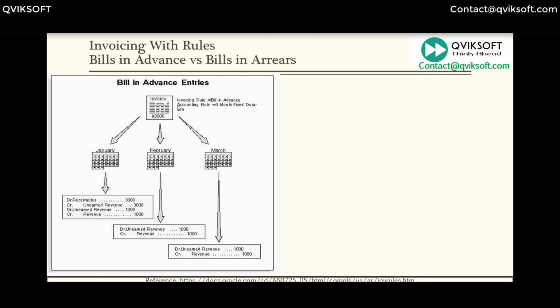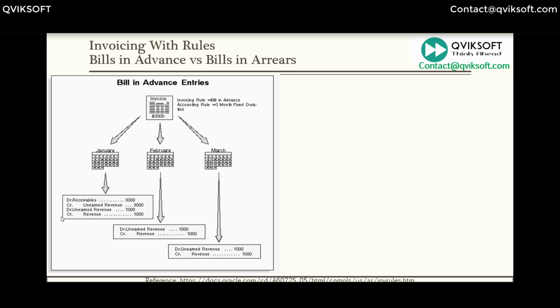Bills in advance means I will recognize receivable immediately. For the accounting rule, I want a 3-month fixed duration. That means I want to recognize the revenue over the period of 3 months. So these are the two rules which come into action. One is defined at invoice header level, the other at invoice line level. This is for 3 months, meaning January, February and March.